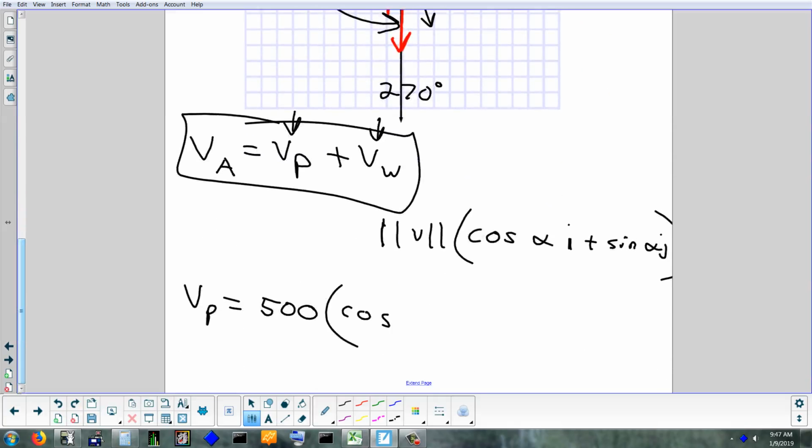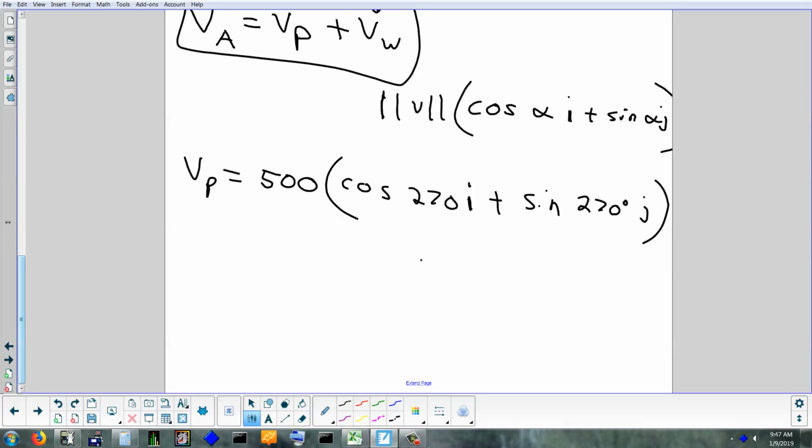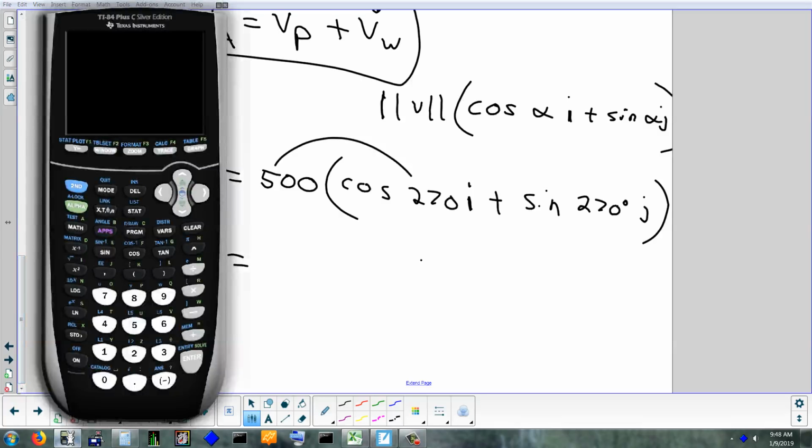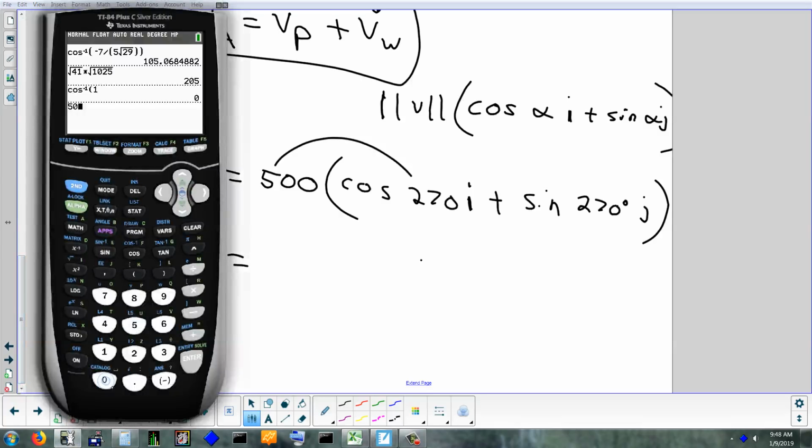All right. So cosine of my angle, i, plus sine of my angle, j. So we just converted the information about the plane into a vector. That's what we need. We need it vectorized. Okay. So we vectorized it. Now, let's do out the distributive property. 500 times cosine 270. 500 cosine 270. All right. That gives me 0.